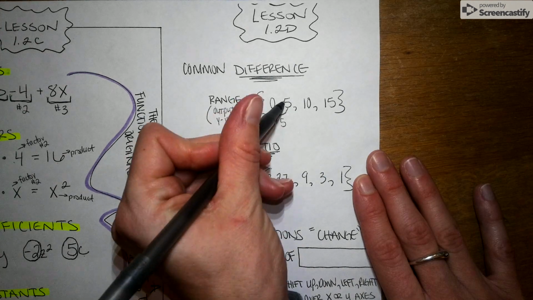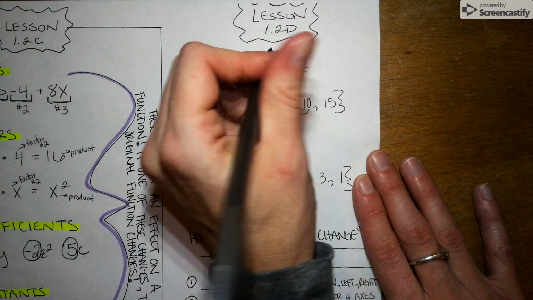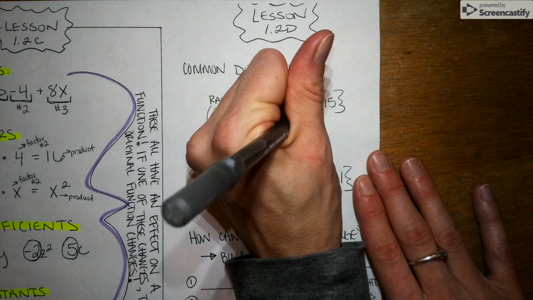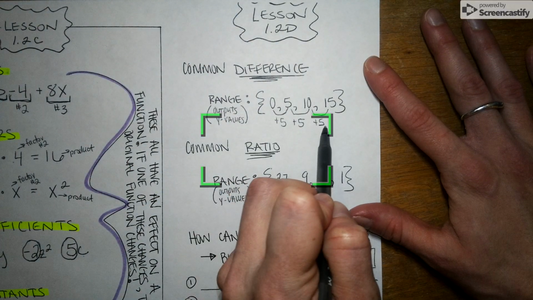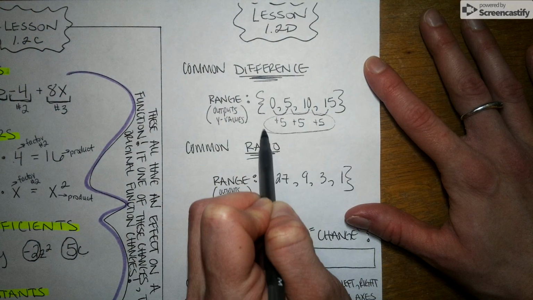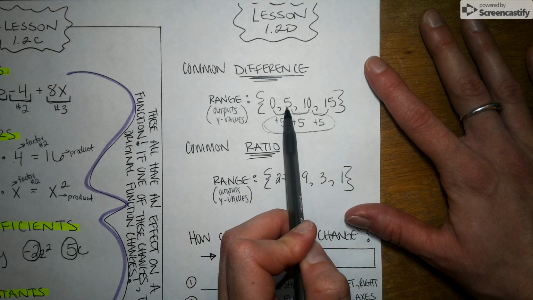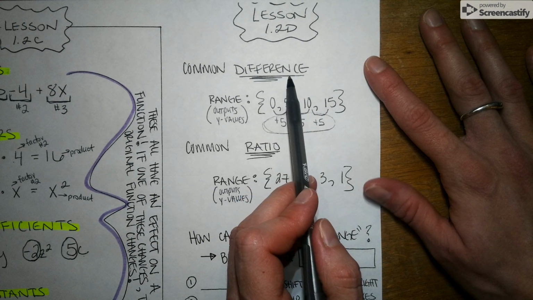0 plus 5 is 5. And then when I look from 5 to 10, I too see that there's a change of adding 5. And finally, 10 to 15, adding 5. So because I am adding a number to get from one part of my range to the next part, this is what's called a common difference.